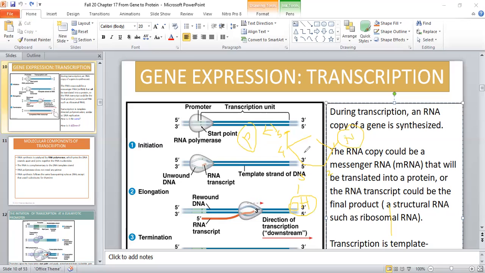Ribose sugar, nitrogenous base, and phosphate group. So the phosphate group is present at number 5. So number 3 is the hydroxyl OH group, correct? So always the addition of a new nucleotide will take place from this end. So this is 5, and the chain will grow on this side. That is why it is 5 to 3 direction. We always write it like this.